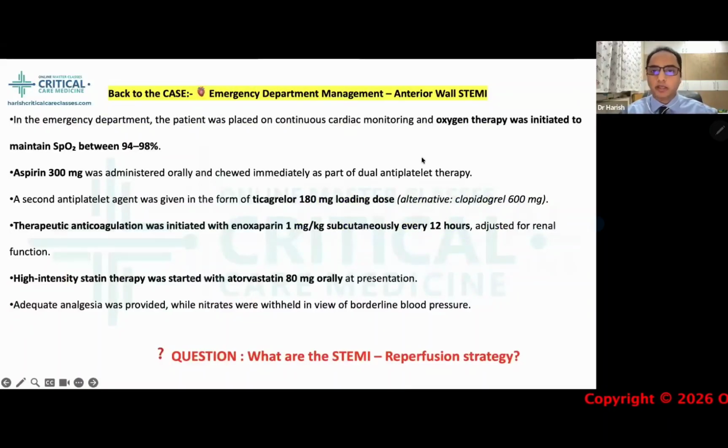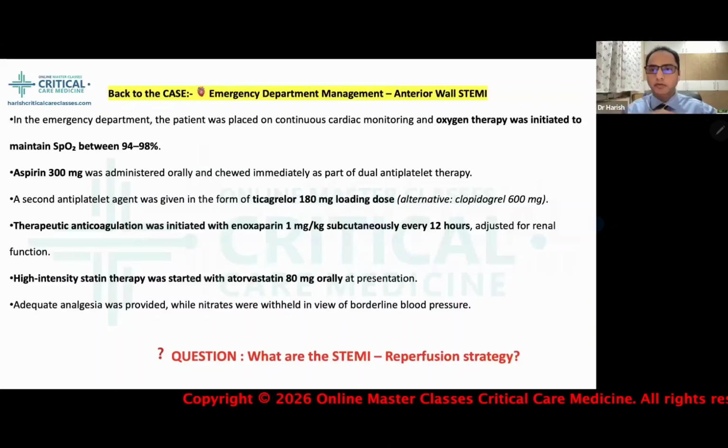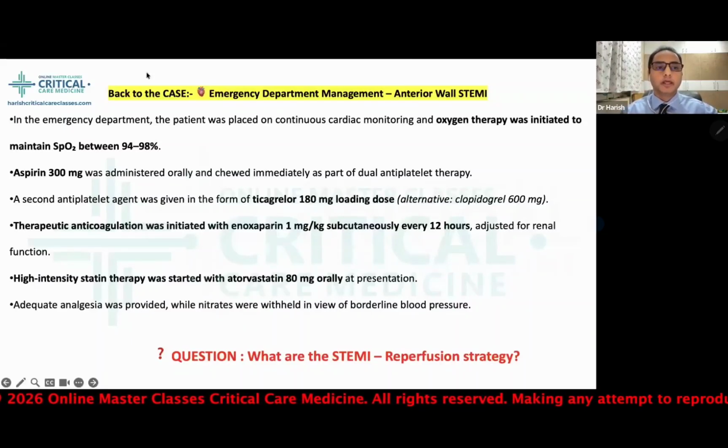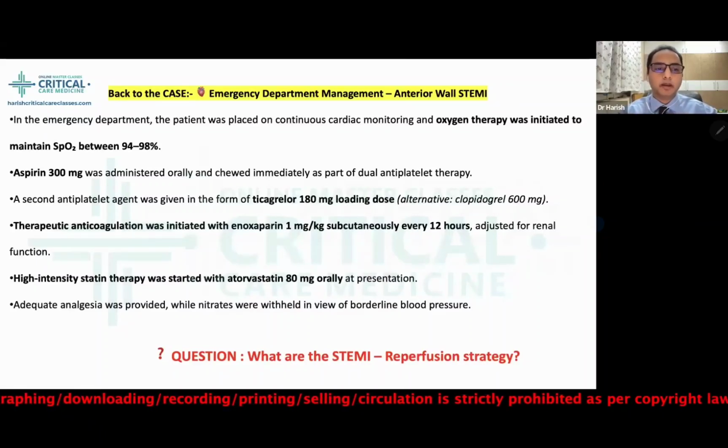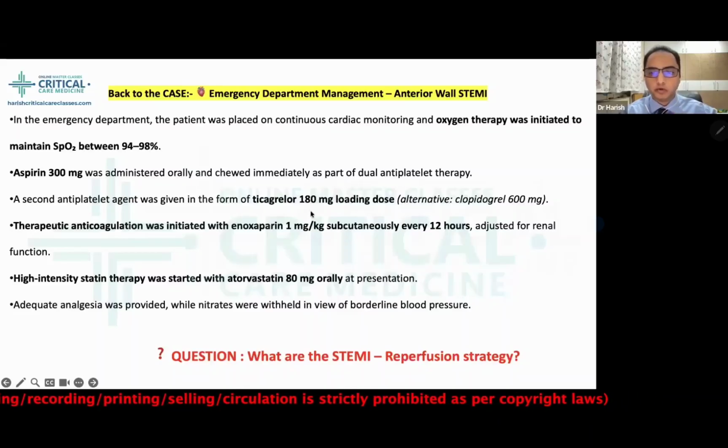Okay, so back to our case. In the emergency department, we diagnosed anteroseptal MI and we did some initial therapeutic options in the ER itself. The patient was placed on continuous cardiac monitoring. Oxygen therapy was initiated to maintain SpO2 more than 94%. Aspirin we gave 300 milligram. We started dual antiplatelet with ticagrelor 180 milligram as a loading dose. Otherwise, we can go for clopidogrel 300 to 600 milligram also.